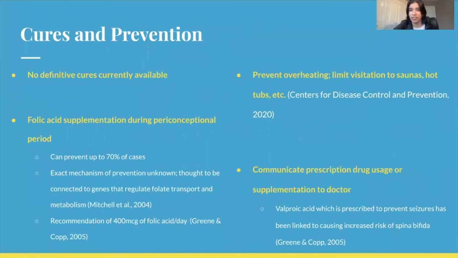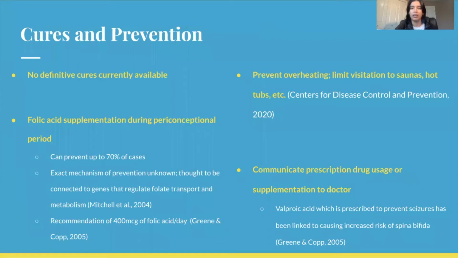There are some forms of prevention though. The first is folic acid supplementation during the periconceptional period, which is really important because it can prevent up to 70% of cases of spina bifida. The exact mechanism of prevention is unknown. It's just thought to be connected to the genes that regulate folate transport and metabolism. So for any woman that has the possibility of becoming pregnant, it is recommended they consume 400 micrograms of folic acid a day.